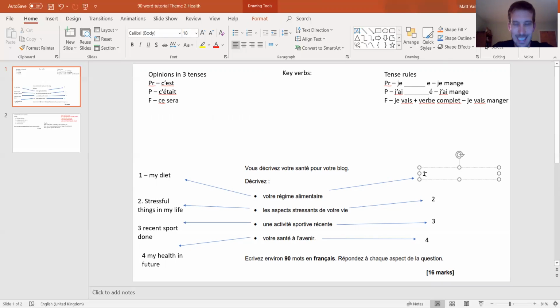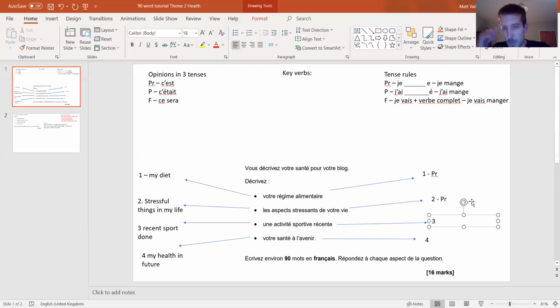We need to work out which tense each bullet point is in. So let's look at my diet. Well, if I'm talking about my diet, presumably it's what I normally eat. So let's go with present tense, PR. Stressful aspects of my life. Well, it's not really talking about past or future, so it's definitely present there. What are the stressful aspects of my life at the moment? Present tense. What you'll notice is it tends to follow the same pattern of present tenses there. This one doesn't actually ask for an opinion, so we're going to have to make sure we do that ourselves.